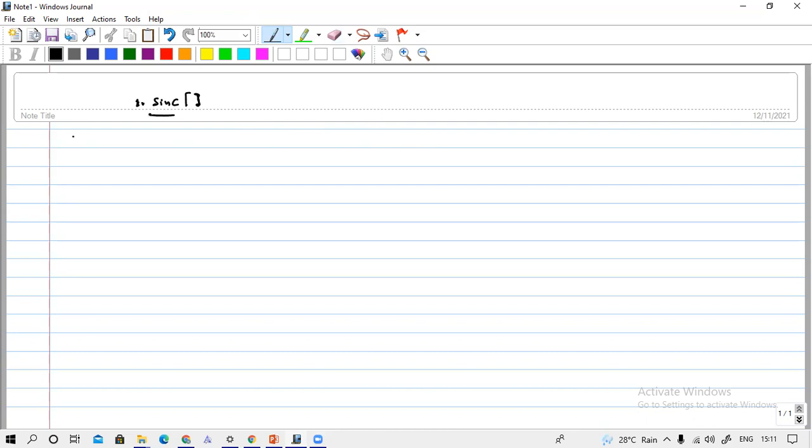So first of all, I think you already know the rectangular pulse, no? The rectangular pulse. This is the basic pulse type we are using in digital communication systems, like this.